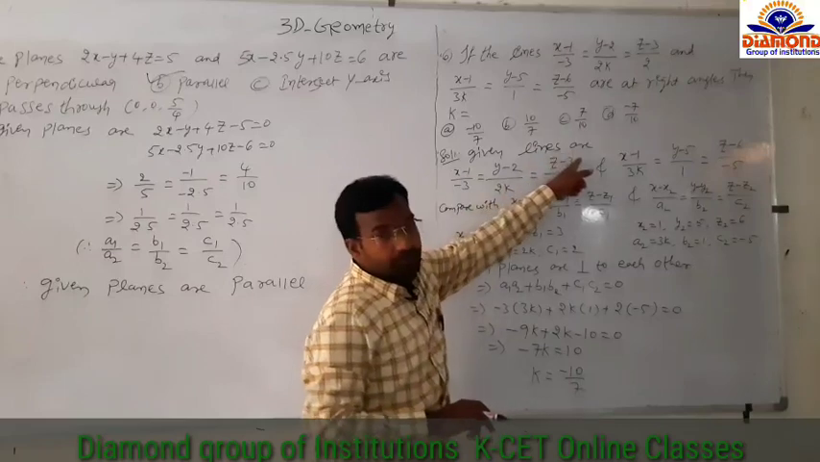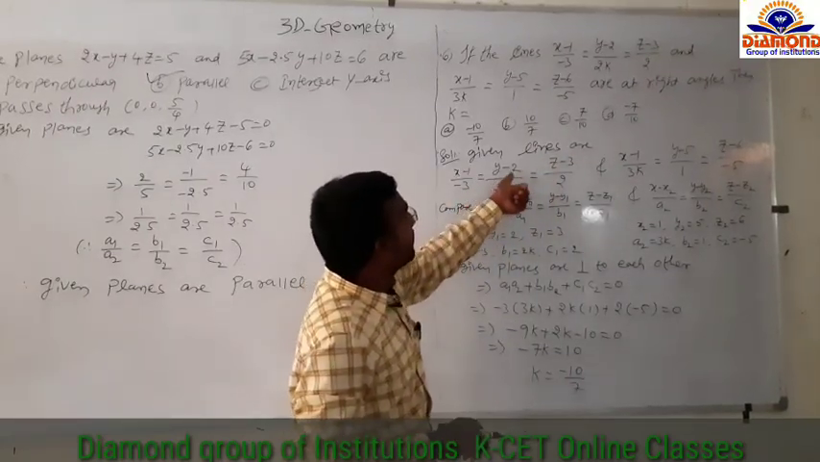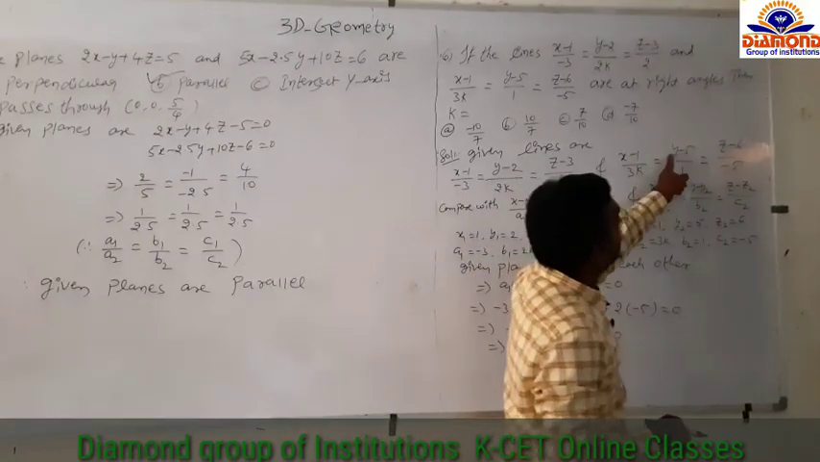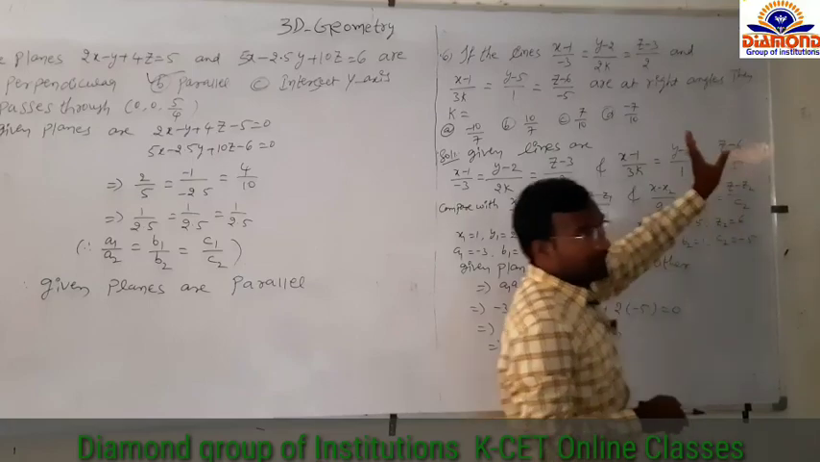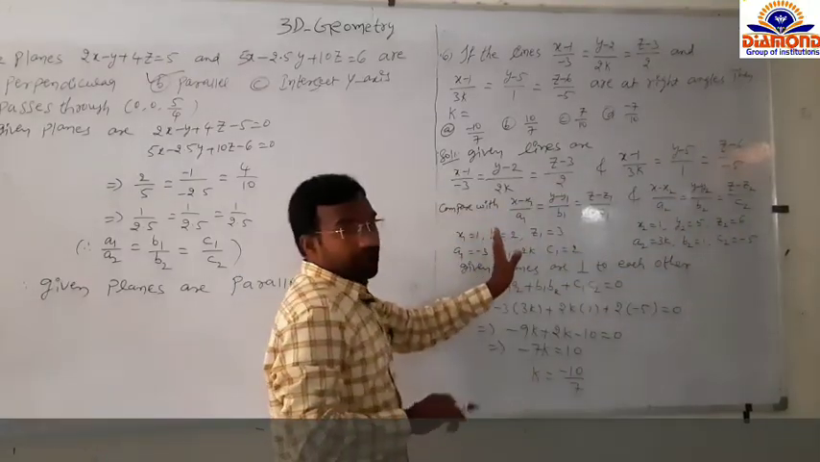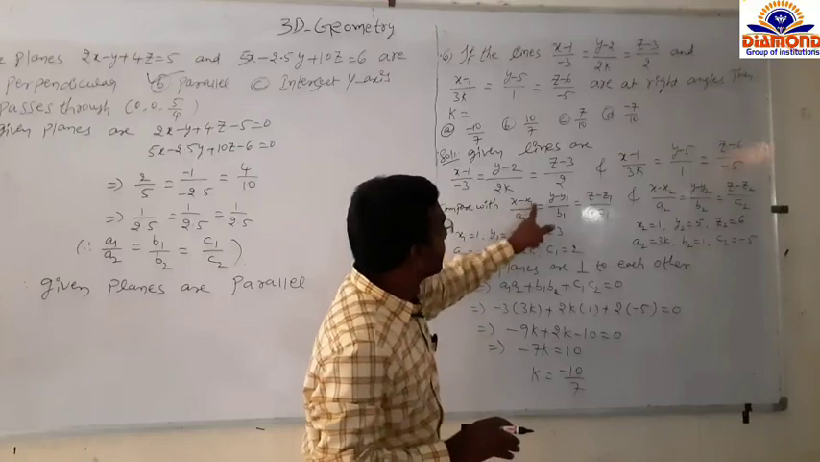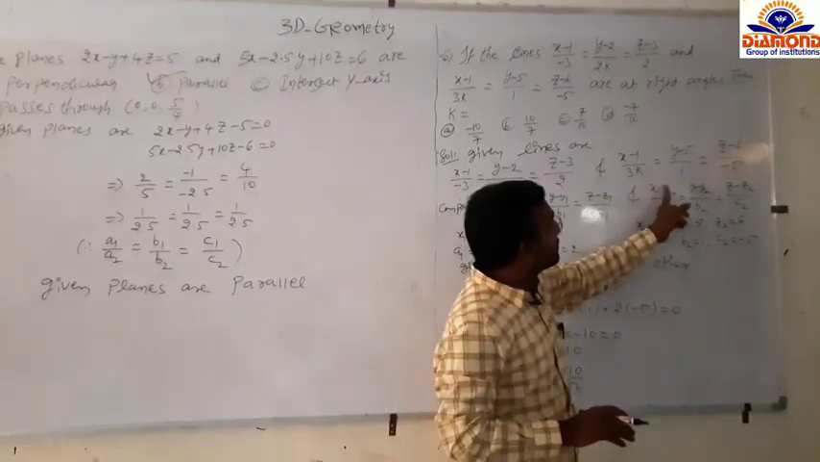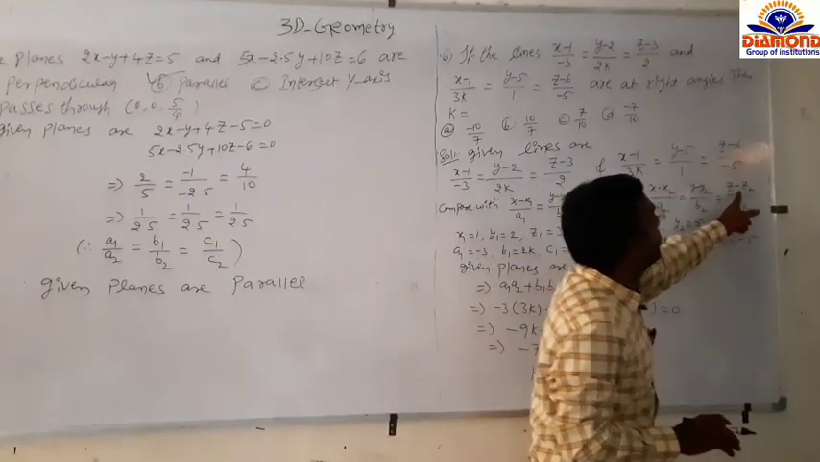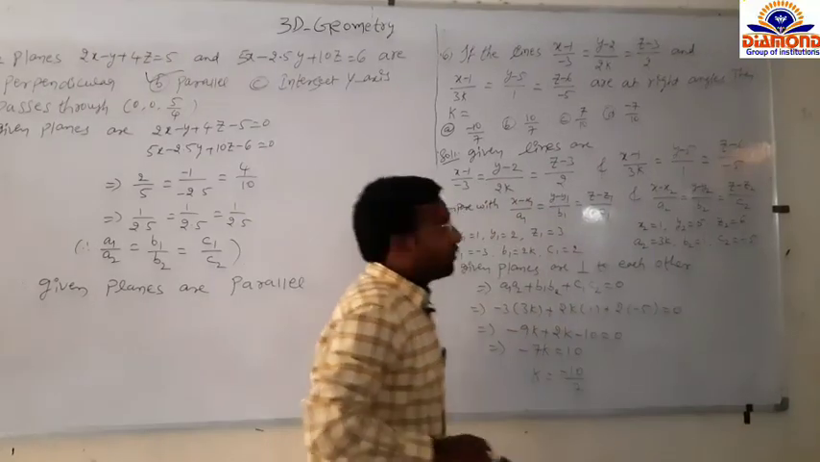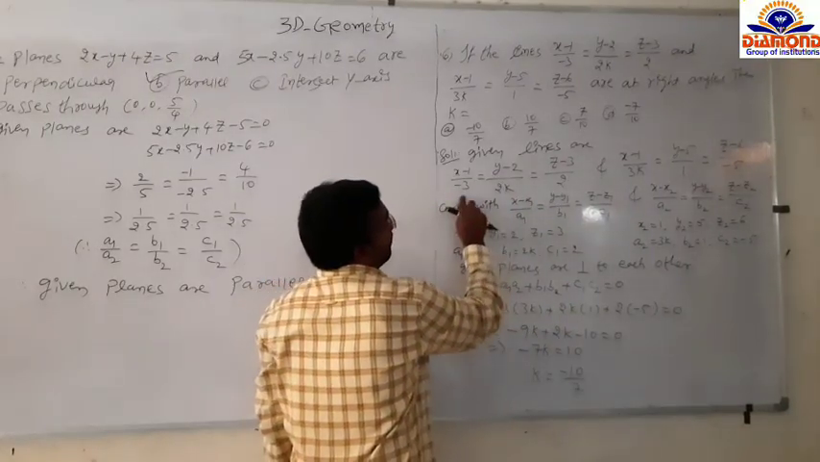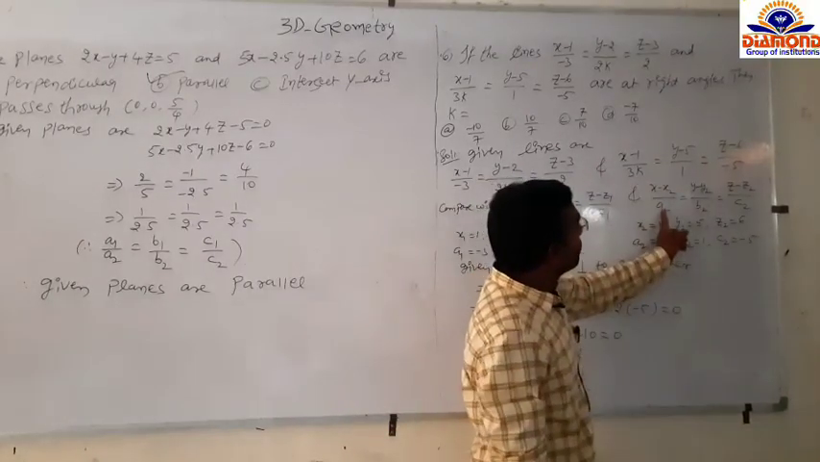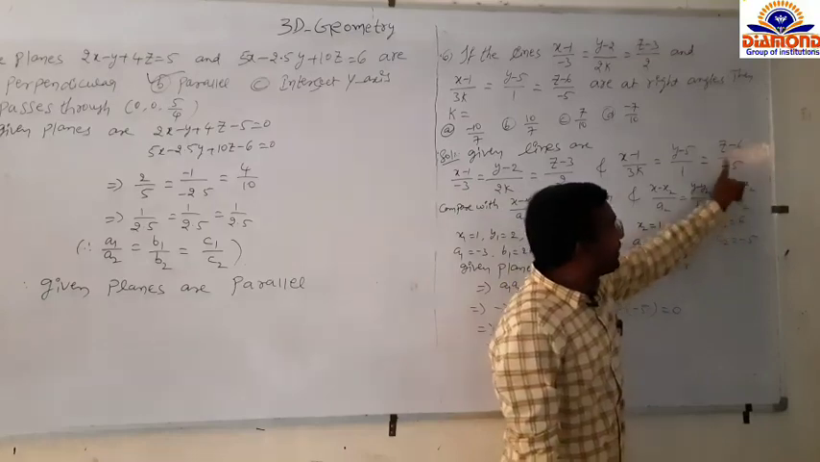The given lines are (x minus 1) by minus 3 equal to (y minus 2) by 2k equal to (z minus 3) by 2, and (x minus 1) by 3k equal to (y minus 5) by 1 equal to (z minus 6) by minus 5. Compare the given lines with Cartesian form. The first line compares with (x minus x1) by a1, (y minus y1) by b1, (z minus z1) by c1. The second line compares with (x minus x2) by a2, (y minus y2) by b2 equal to (z minus z2) by c2. So the denominators indicate a1 equal to minus 3, b1 equal to 2k, c1 equal to 2. Next, a2 equal to 3k, b2 equal to 1, c2 equal to minus 5.